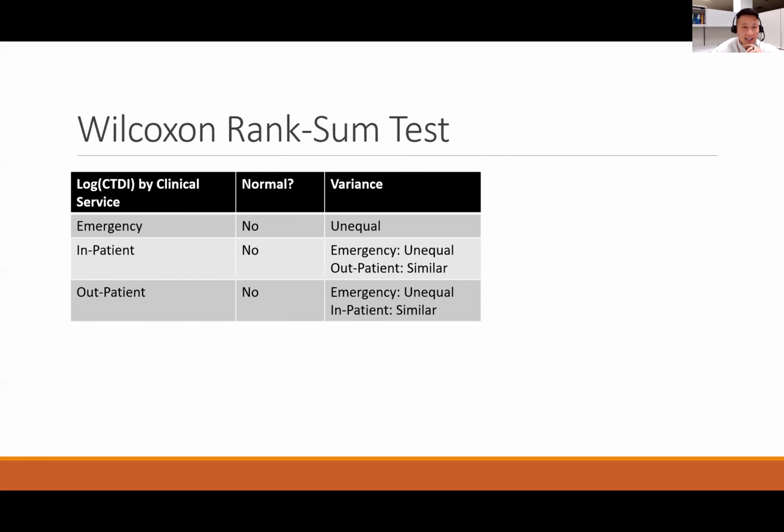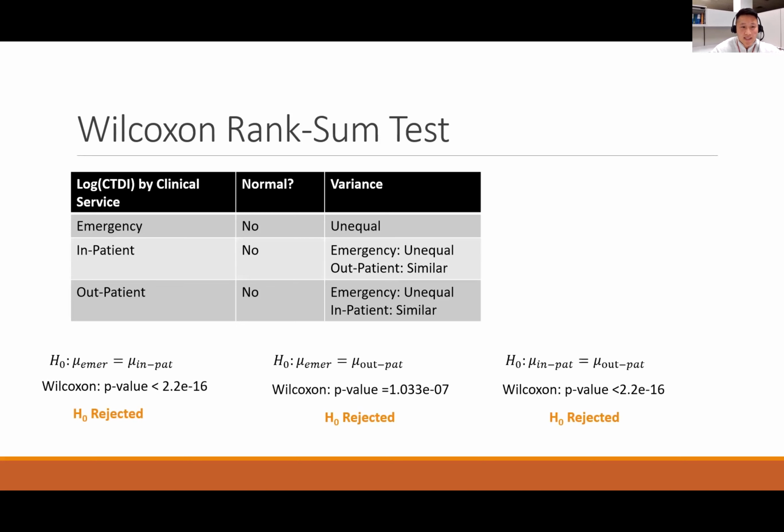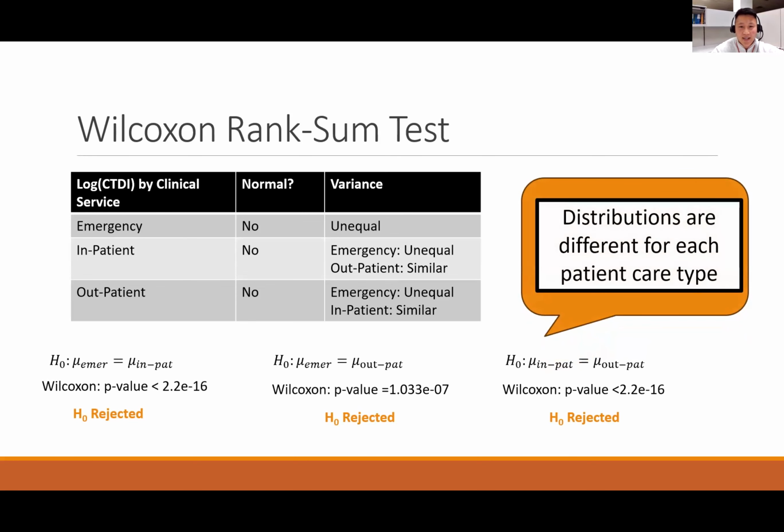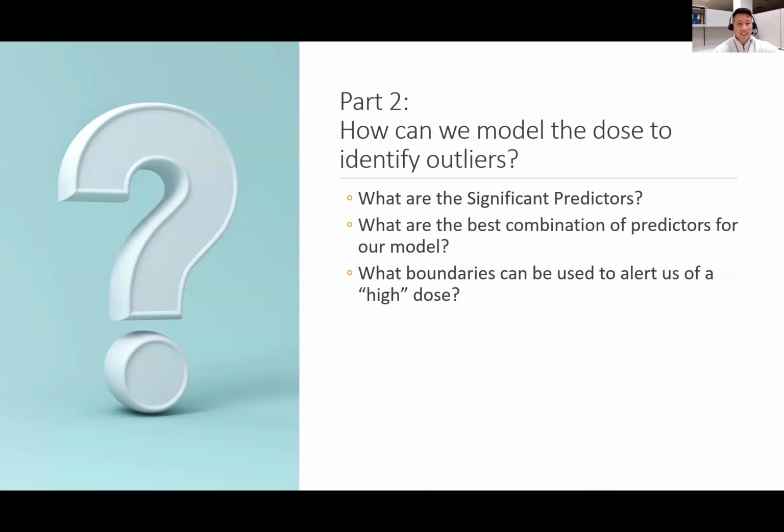So based on this result, I used the Wilcoxon rank sum test for all of the clinical services because they're not normal, but also the variance is different. Based on the Wilcoxon test, all the p-values were significant, and we rejected all of the null hypotheses, meaning that the distributions are different based on patient care type. So that leads me to the second part, where I have to model each of these based on clinical service. Part two is: how can we model the dose and identify outliers?